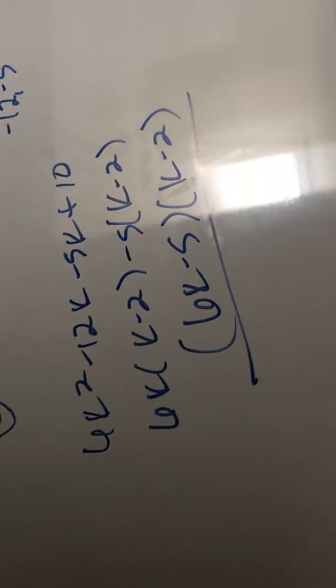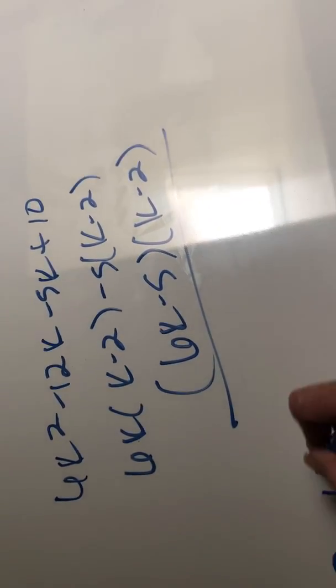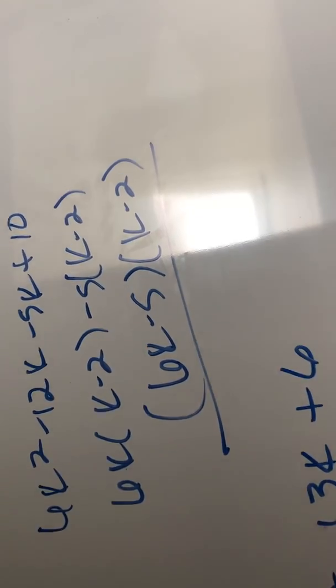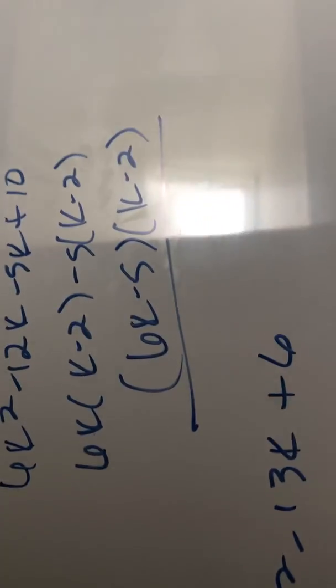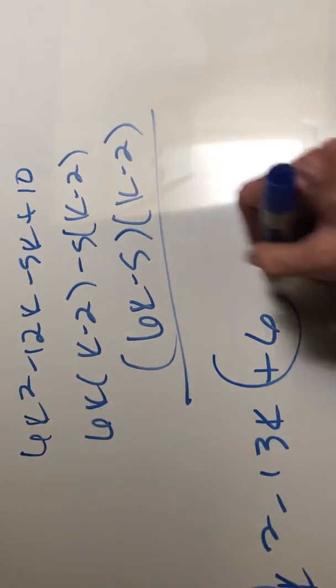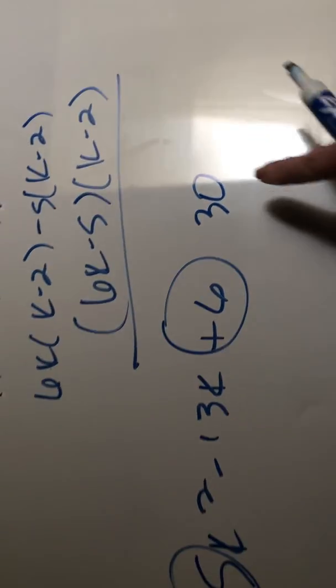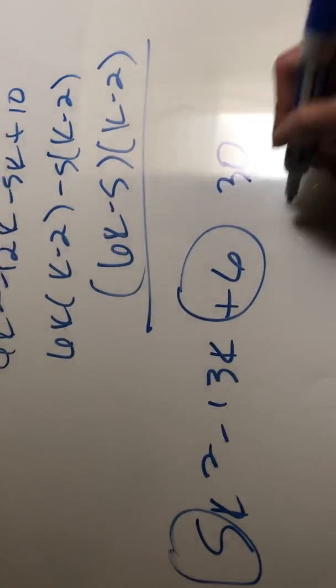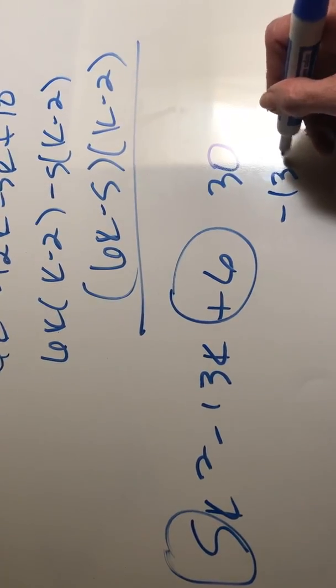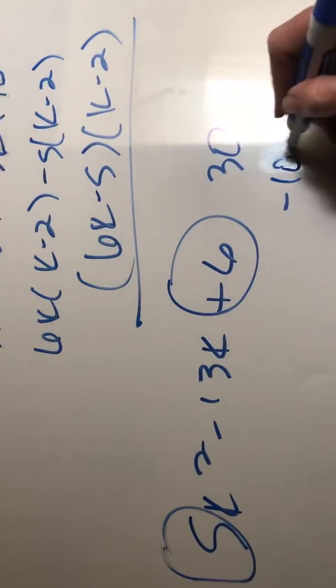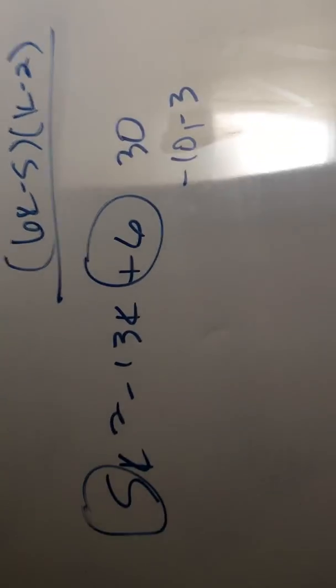So let's try another one like that. 5k squared minus 13k plus 6. So 5 times 6 is 30. I need the factors of positive 30 that give me negative 13, which would be negative 10 and negative 3, because they multiply to be positive 30 but add to be negative 13.